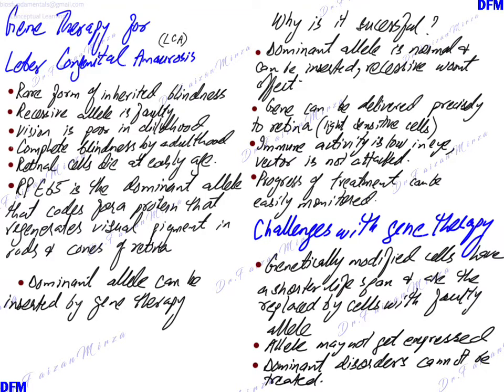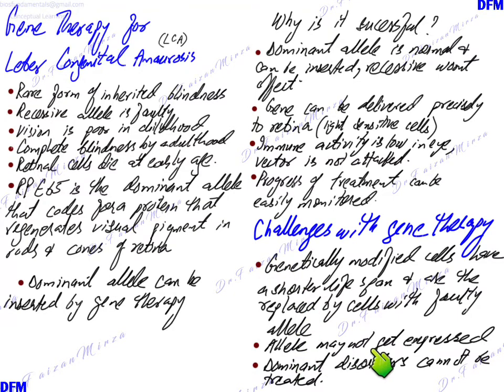The challenges with gene therapy are that genetically modified cells have a shorter lifespan and are replaced by the cells with the faulty allele, because we are not replacing the stem cells. The stem cells are very much there. They will keep on producing cells which will have the faulty allele. So you will have to keep on replacing the dominant allele every time the cell divides. So they need a continuous transfusion or transfection from this kind of virus.